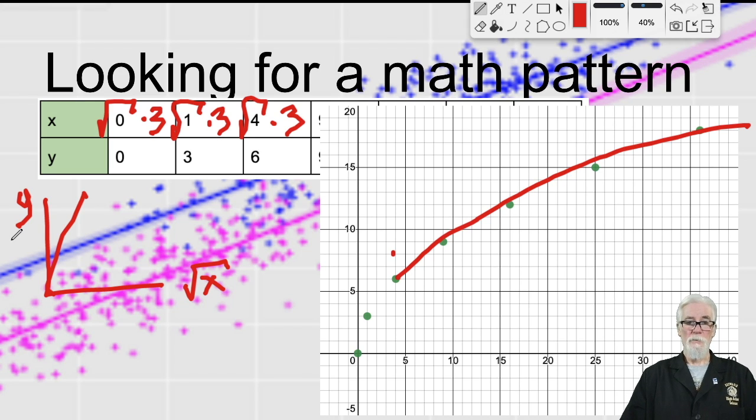And it turns out that no matter what we multiply or divide the square root by, any constant, or if we add or subtract to it, we will still be able to linearize the data if this is the kind of relationship that we have here, a square root dependent relationship.